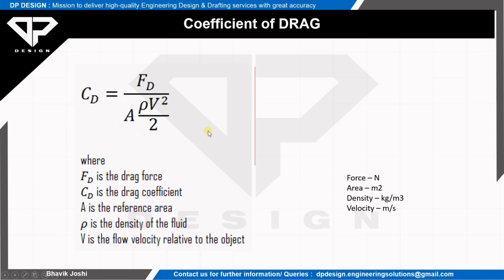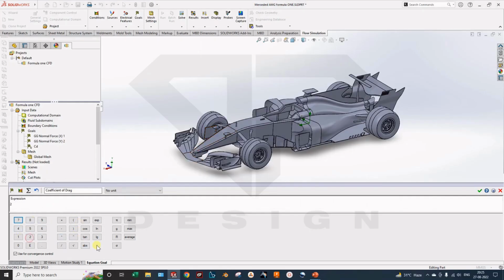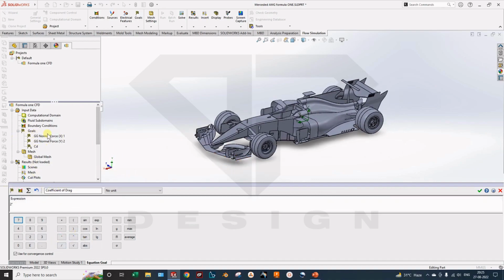So this is the basic formula for the coefficient of drag. How to put this formula into the equation? I am taking 2 into drag force. What will be my drag force in the x direction? This one, the normal force in the x direction. Now divide by, into the density, area, and the velocity square. So here you can put down whatever value you have calculated.